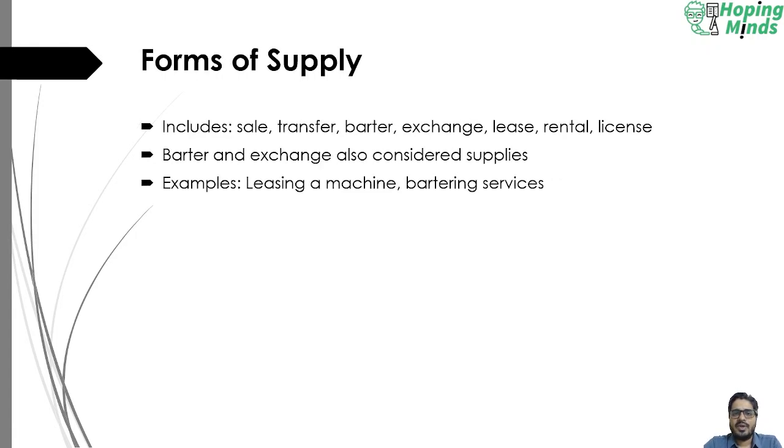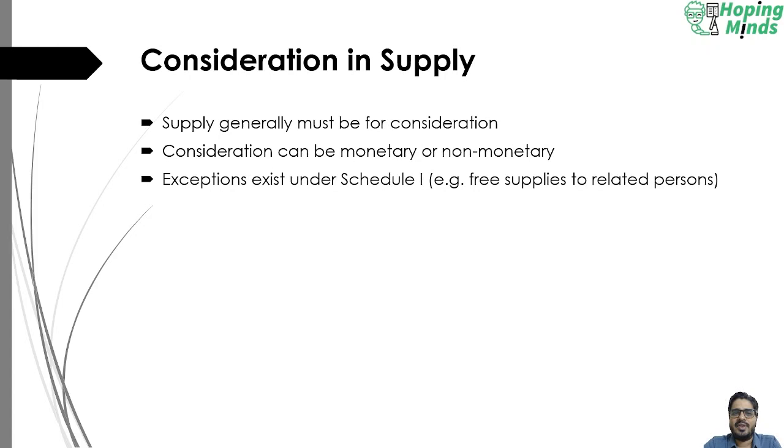So, forms of supply. It includes sale, transfer, barter, exchange, lease, rental and licenses. Also, barter and exchanges are also considered as supplies. For example, leasing a machine or bartering services. These are the examples of supply. So, what is consideration in supply?